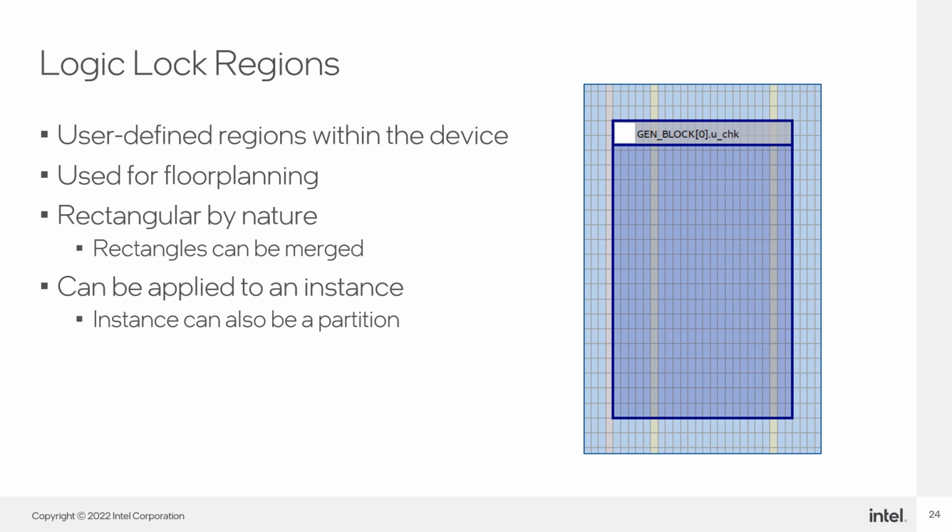A logic lock region is defined by its height, width, and location. The coordinate system is based off of logic array blocks, or LABs. A LAB consists of 10 adaptive logic modules, or ALMs. Each ALM will have 4 registers and 4 input lookup tables.